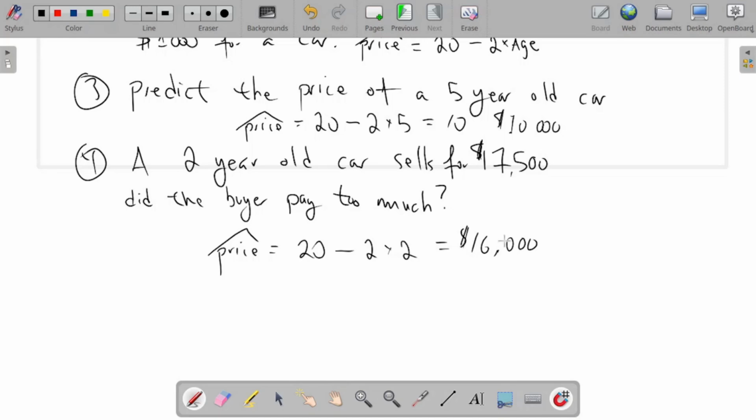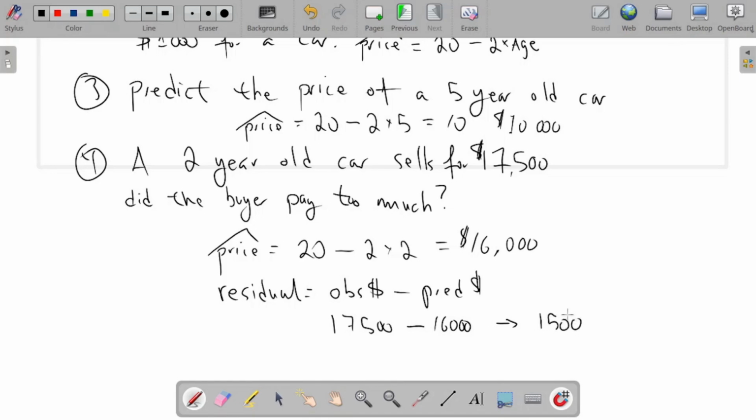paid too much, and this could be quantified in terms of the residual. Recall that our residual is the observed price minus the predicted price. So the observed price is $17,500, but we predicted $16,000. So that means there's a $1,500 premium attached to the sale of that car.